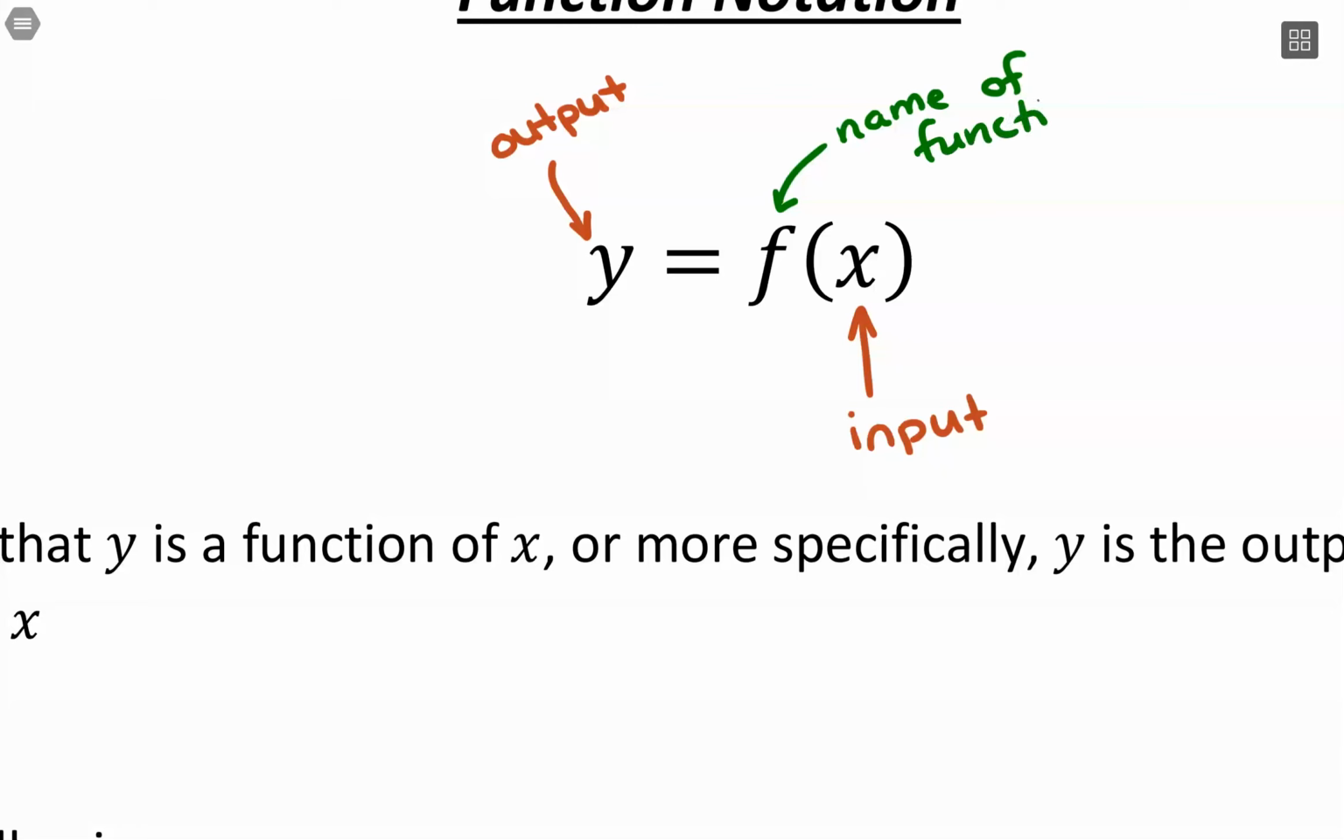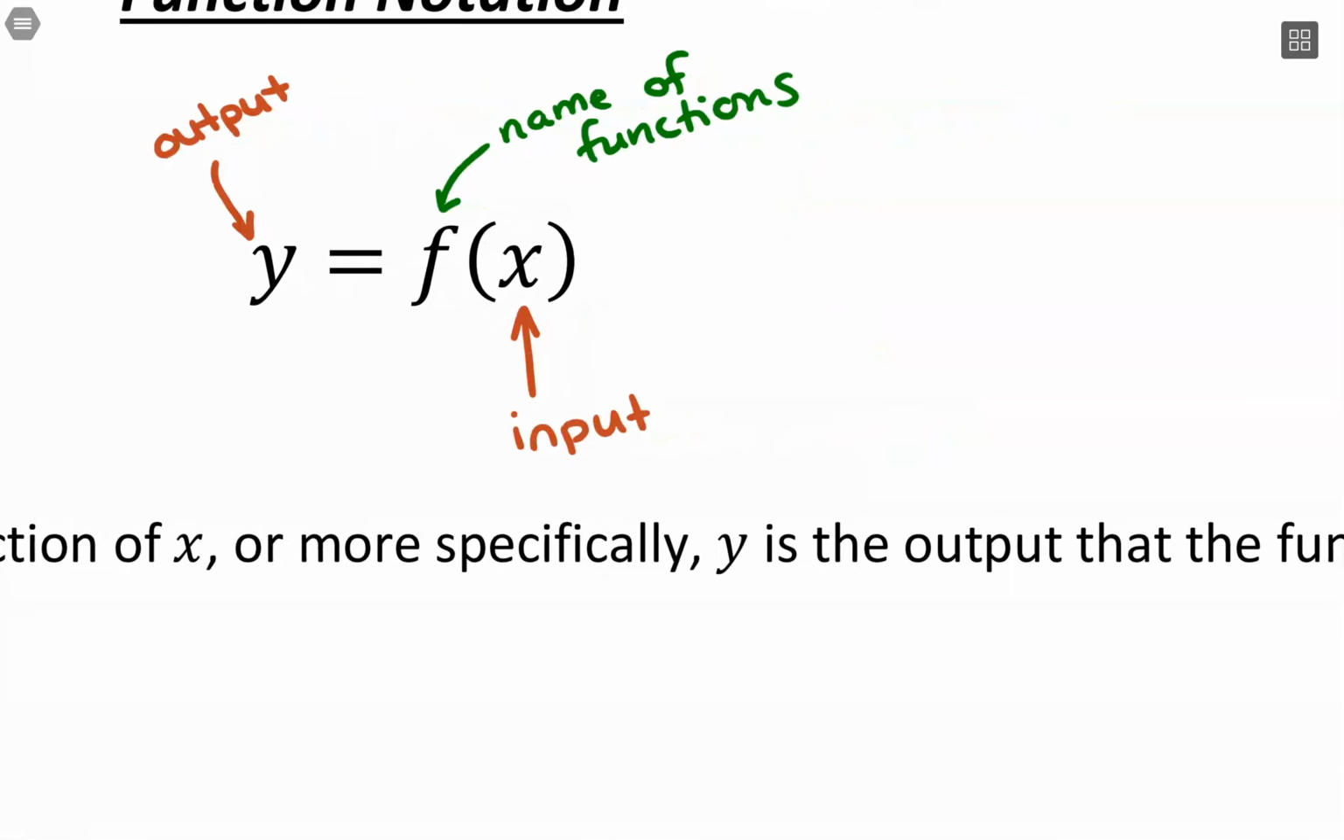So when we start working with multiple functions, we might have function f, g, h. Then if I was asked to find h of some number, let's say 3, the letter out front lets me know which function to use as the structure for plugging in the x value and getting the output.